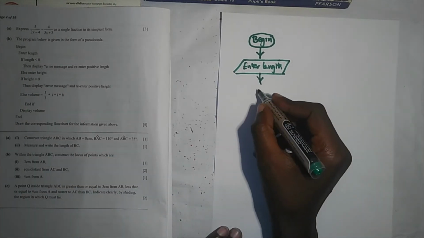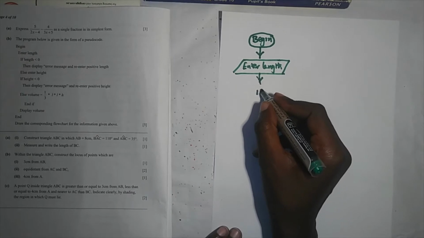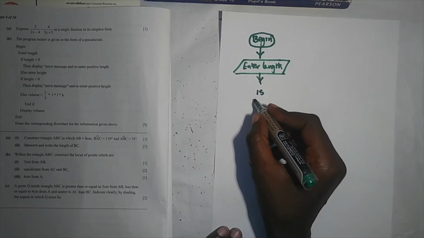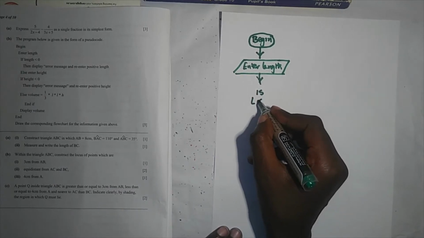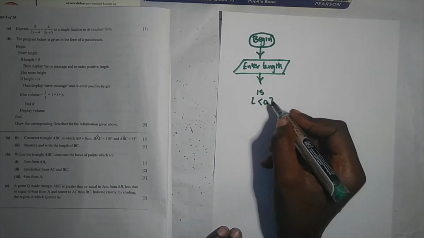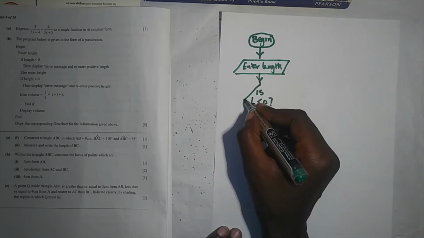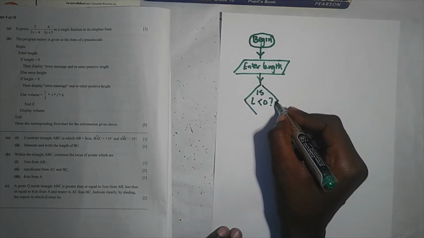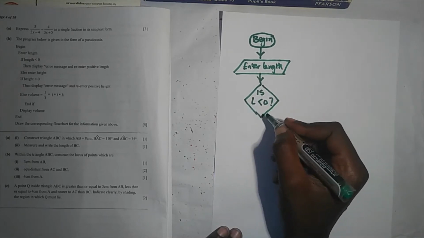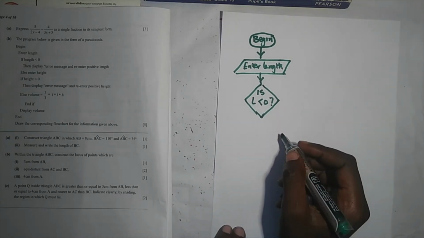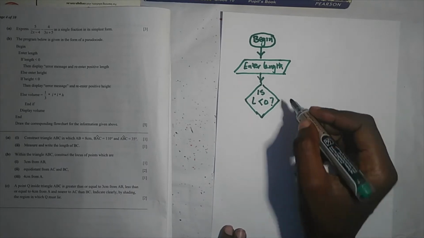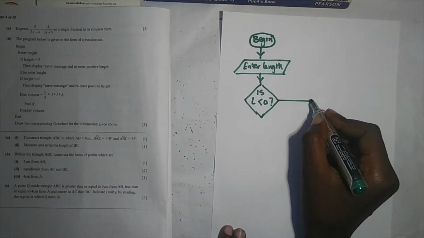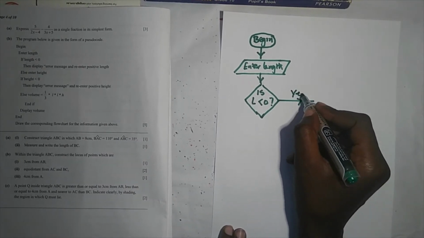So we are going to have a question here which says, is the length less than 0? And then you put the decision box here. So the decision box, this question has two answers. It's either you have yes or no. So yes, we'll go this side, yes.